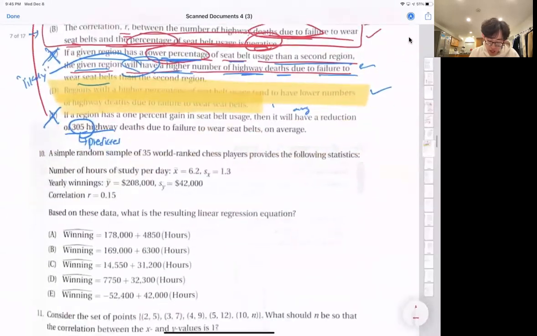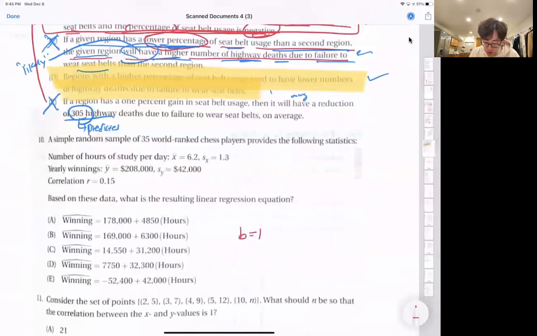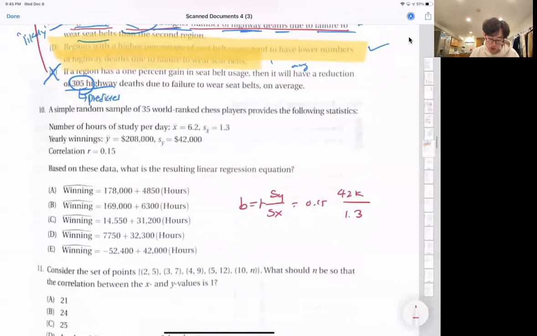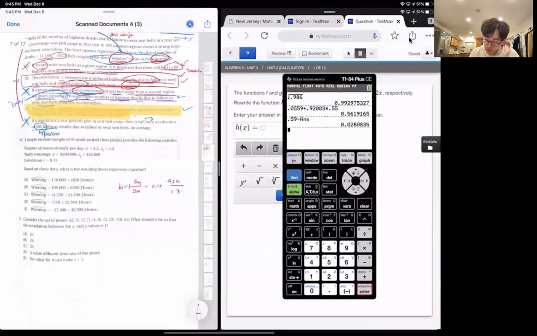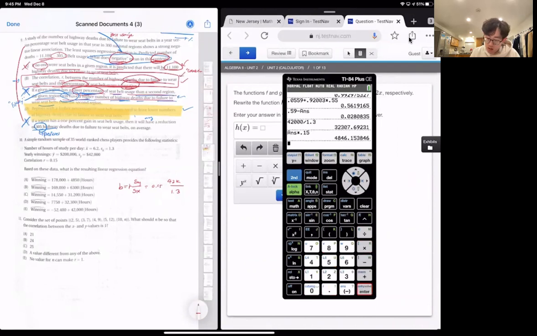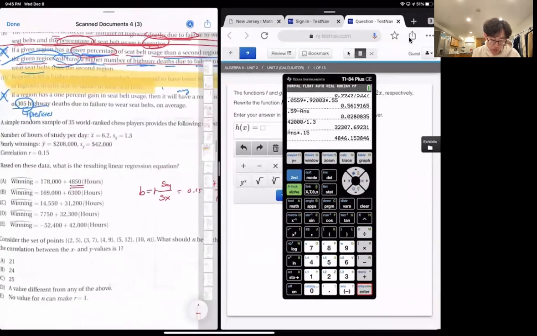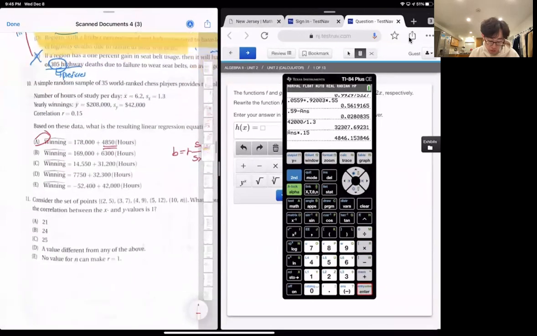All right, next. This one, you simply have to do B equals R times Sy over Sx. So that should be 0.15 times 42K over 1.3. Okay, so I have to use my calculator one more time. 42,000 divided by 1.3 times 0.15, and I get 4,846. That's the only slope that I get, so why bother? I'm just going to move on.